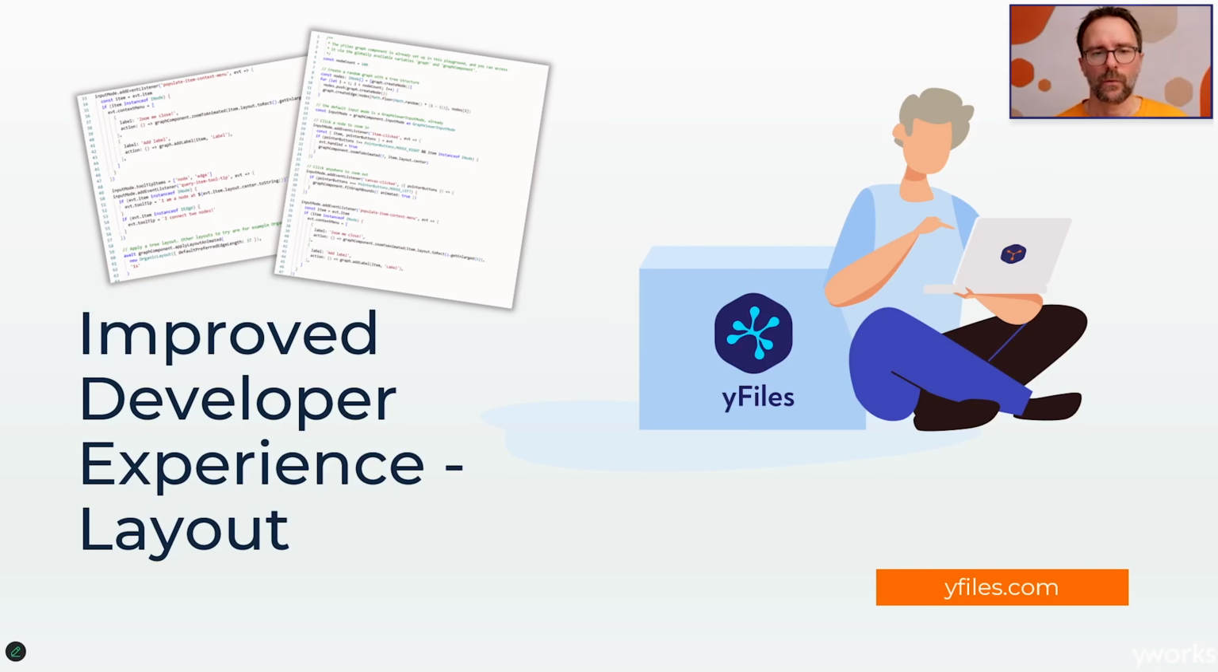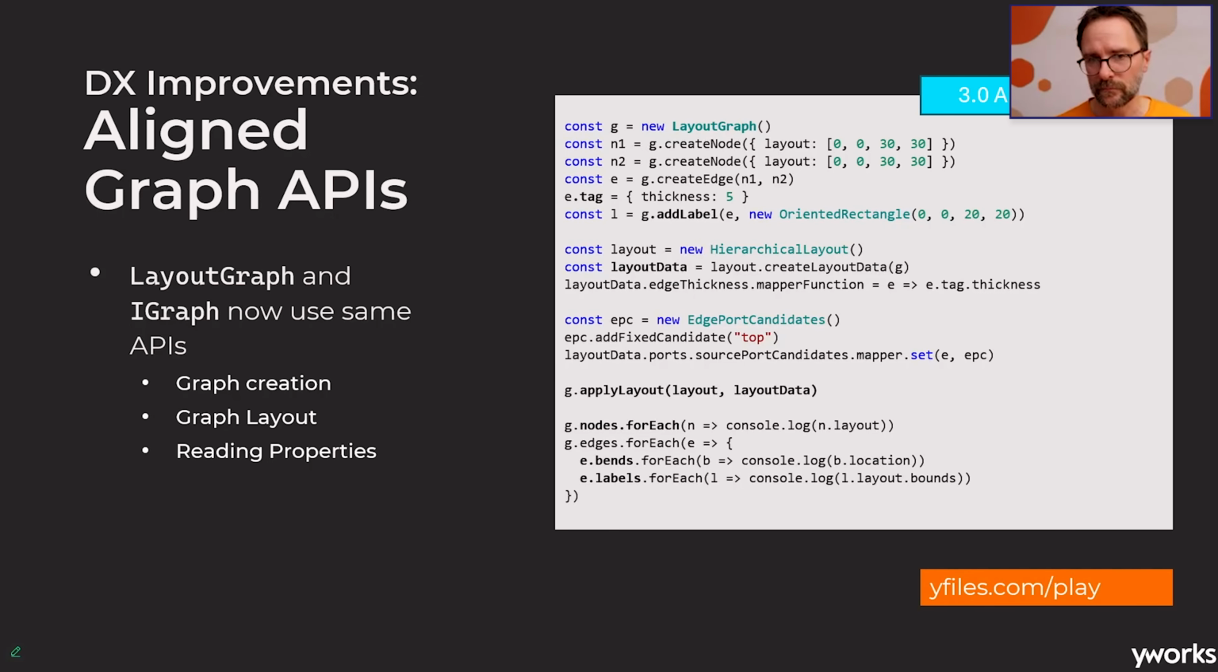Now for the changes that we did for the layout part. So this is for the experts among you who really need to dig down into the layout configurations and layout customization. So if you want to specify how the automatic layout exactly arranges your items on the screen, this is the API that you typically need to work with.